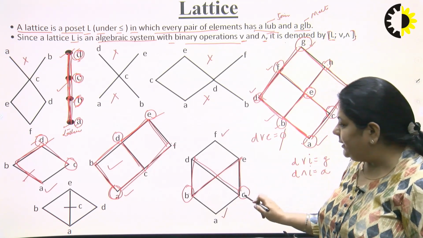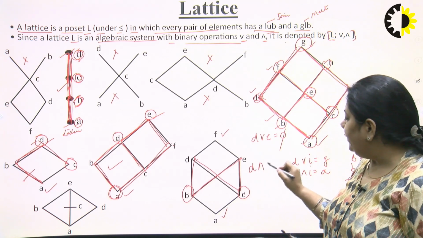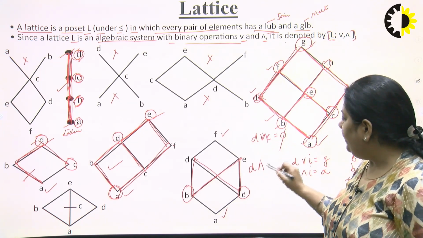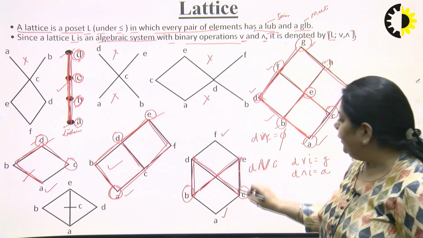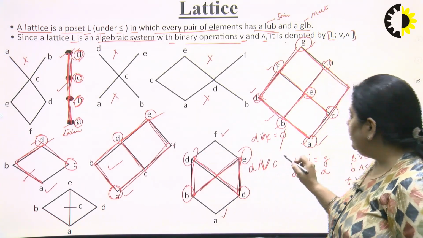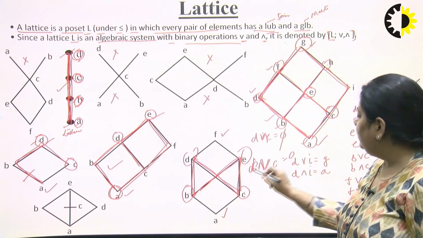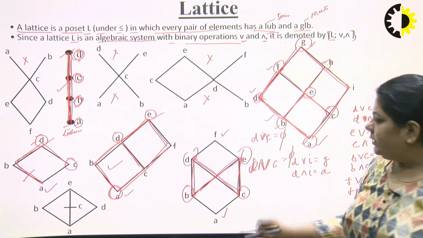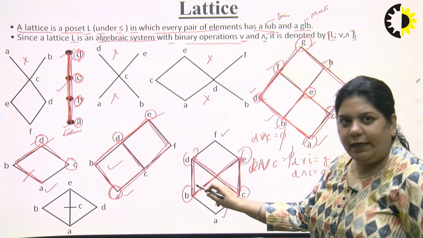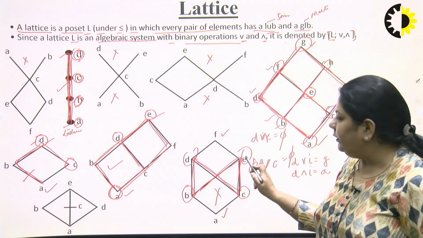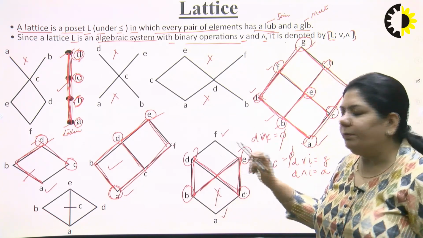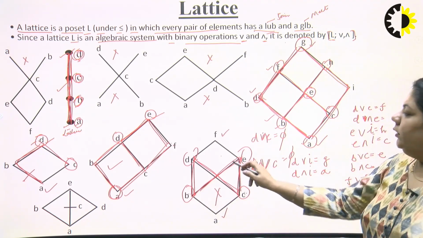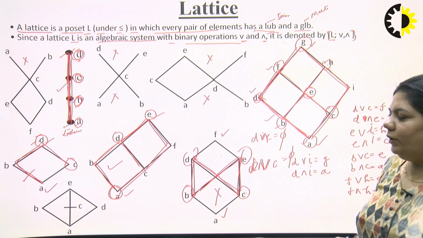Similarly, for B and C, we are unable to find the join. See, again 2, D and E. So, this can't be a lattice. Why? Because for D and E, we are unable to find the meet, and for B and C, we are unable to find the join. So, this can't be your lattice.